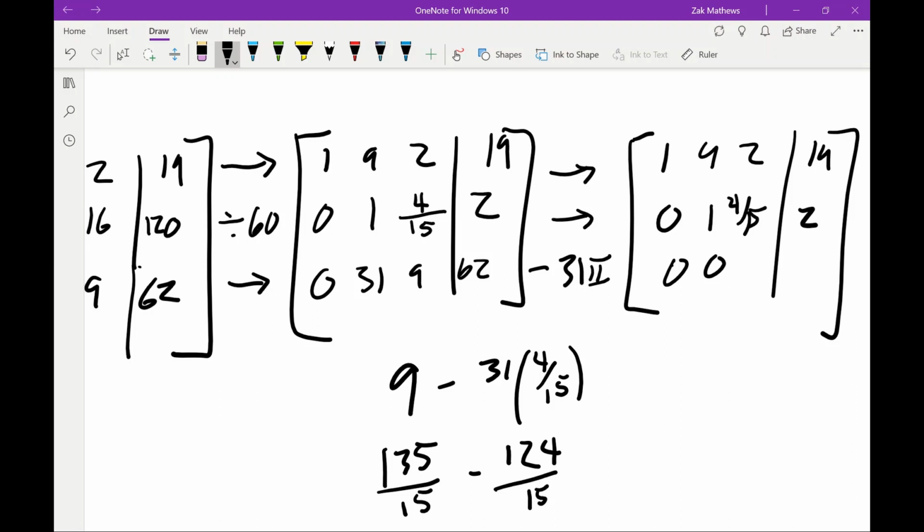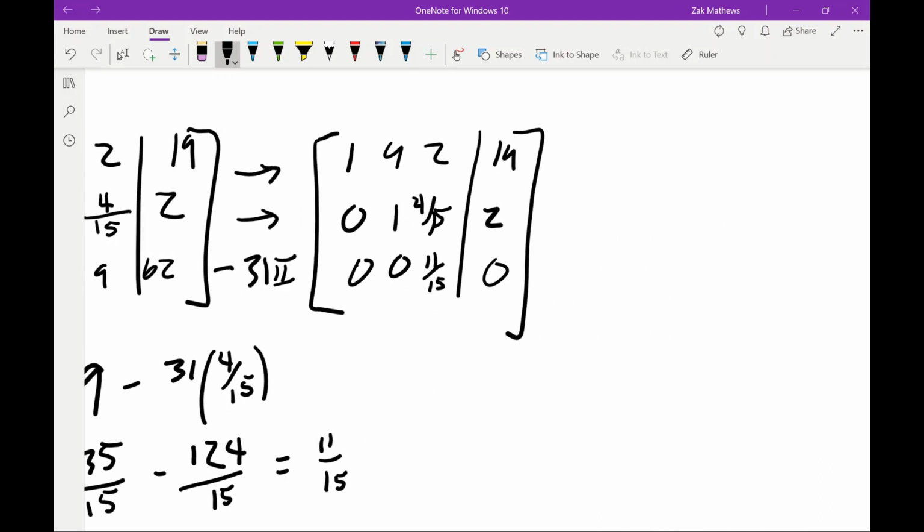And again, you can use your calculator to help you out. Everything I'm saying out loud, we can just use a calculator to do this. I'm just doing it all in my head. And so we get the 135 minus the 124, and that gives us 11 over 15. And then this 62, I'm going to have a 62 minus 31 times 2. Well, that 62 minus 62 is just 0.